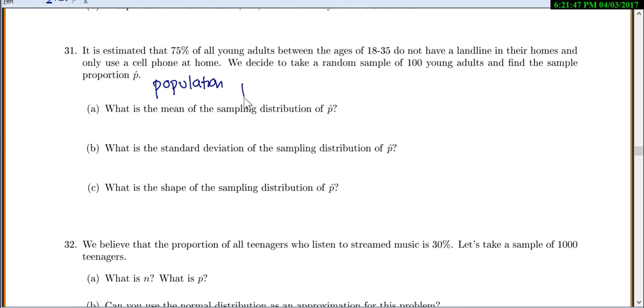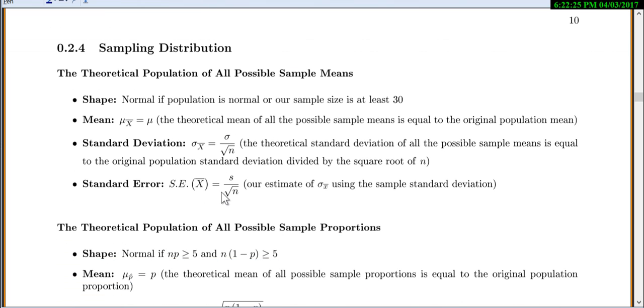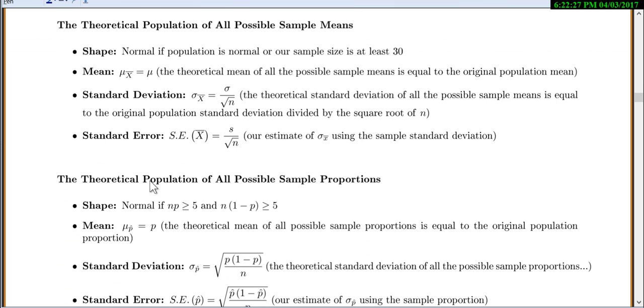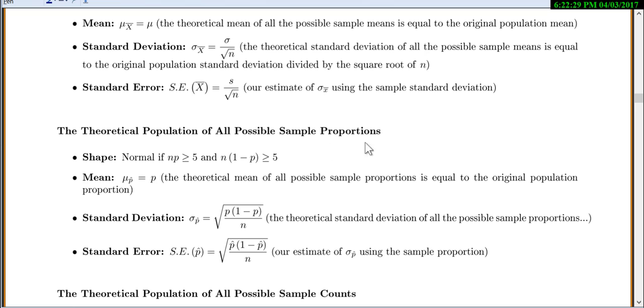So the population proportion equals 75%, or 0.75. Looks like on page 10 we have our sampling distributions. Here are the properties for our sample proportions.